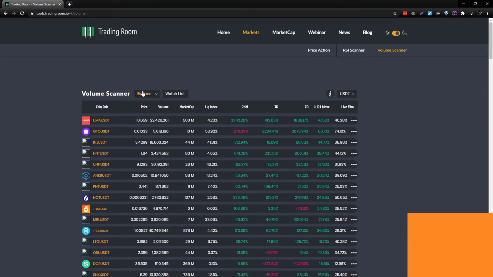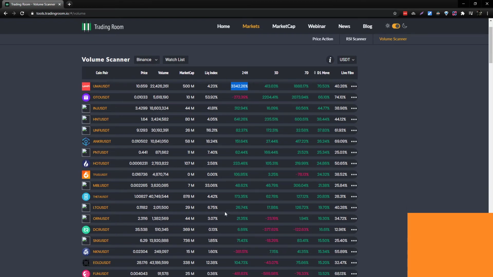The volume scanner gives you which coins have the most liquidity right now, like UMA has the most liquidity, and on the 24-hour the volume increased like 3000%. Wow! So this is it.